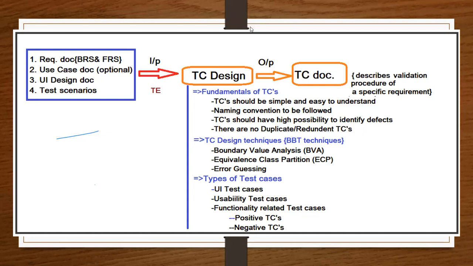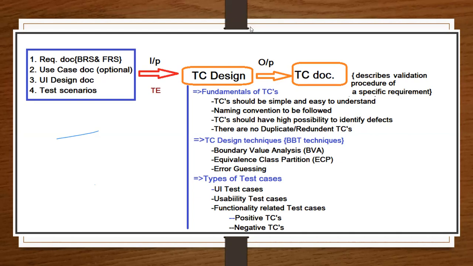Then there should be no duplicate or redundant test cases. That means the same test cases should not be repeated. Duplicate test cases and unnecessary test cases should not be written. Whatever test cases you derive, make sure those test cases have a high possibility to identify the defects.